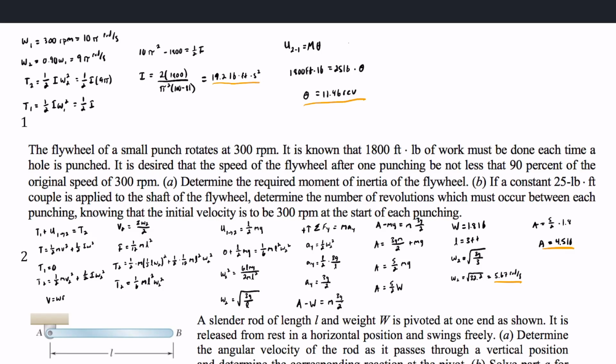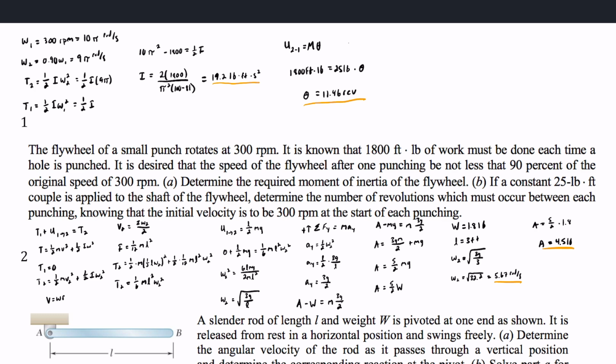For number one, omega 1 equals 300 revs per minute, which equals 10 pi radians per second. Omega 2 equals 9 pi radians per second. T2 equals half I omega 2 squared, which equals 1/2 I times 9 pi.